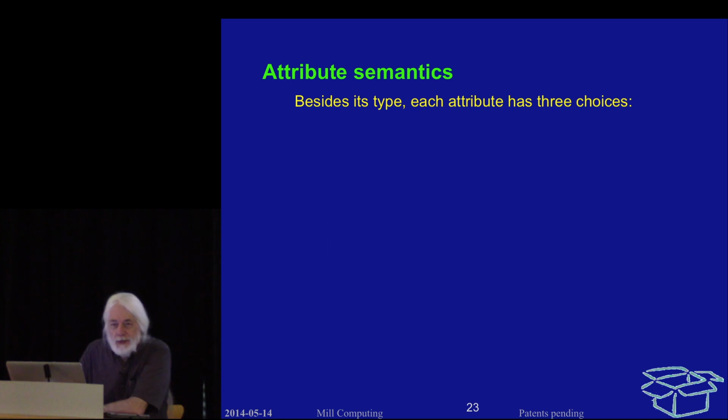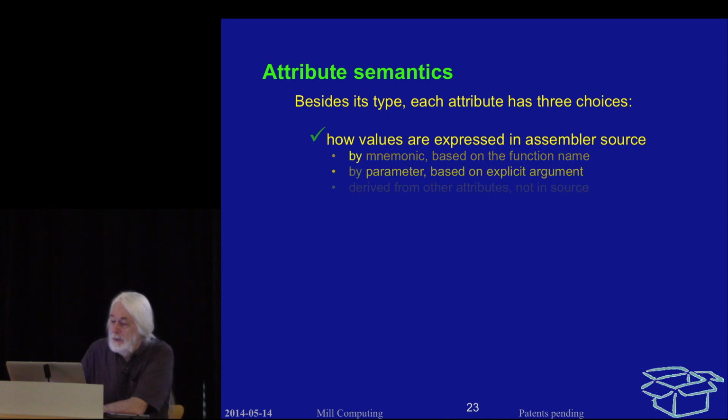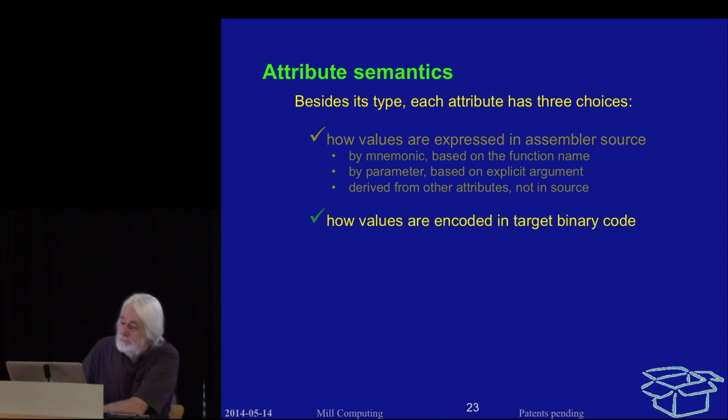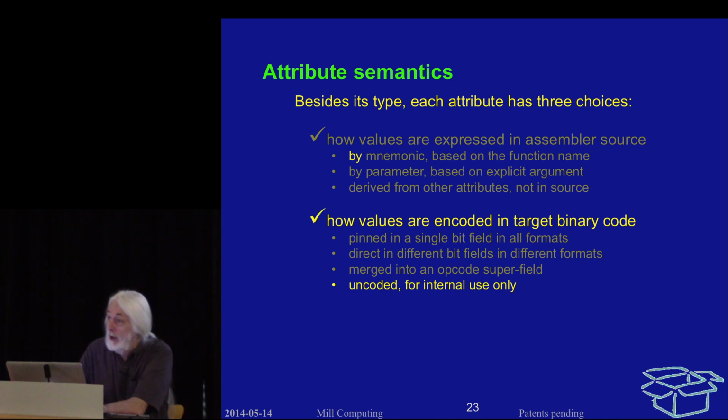Besides its basic type, the specification for each attribute tells you how the values wind up being expressed in assembly code. Perhaps it's based on coming from the mnemonic. Perhaps it's coming from an explicit argument. In some cases, it can be derived from combinations of other attributes. You don't have to specify at all. It's figured out and then included in the final information. We have to say how it is that they're encoded. Does it have a unique bit field, and is that bit field arranged so that it can be decoded early or late in the decode process? Hardware cares. Or are all the attribute values merged into a sort of super opcode field? And there's also attributes that are entirely internal and never wind up being encoded at all.